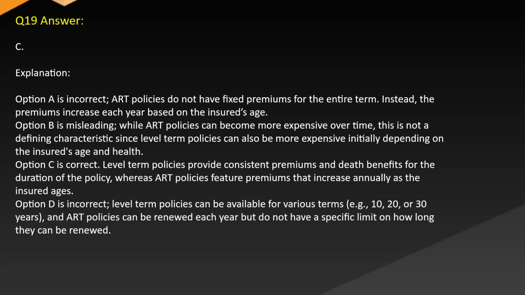Option C is correct. Level term policies provide consistent premiums and death benefits for the duration of the policy, whereas ART policies feature premiums that increase annually as the insured ages. Option D is incorrect. Level term policies can be available for various terms, e.g. 10, 20, or 30 years, and ART policies can be renewed each year but do not have a specific limit on how long they can be renewed.